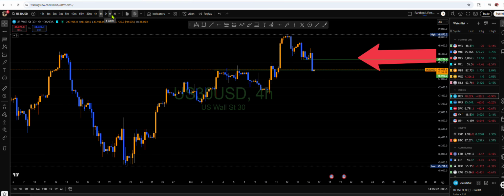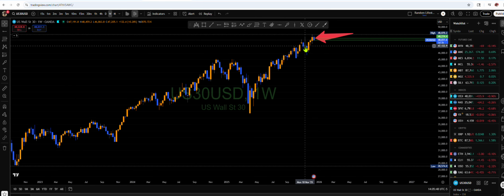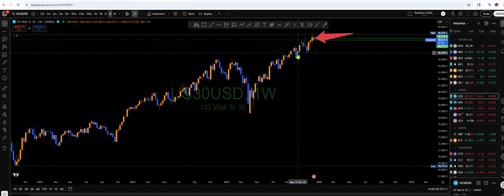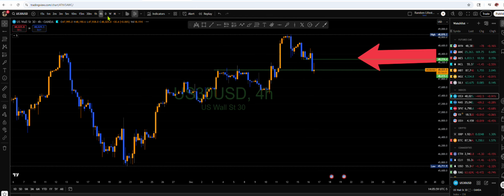So if you're on the weekly, this is 1 week, 1 week, 1 week, and so on. If you're on a daily, it's one day, one day, one day, and a 4 hour, 4 hour, 4 hour, and so on. So each time frame that you're on, it tells you what the time frame is, right?